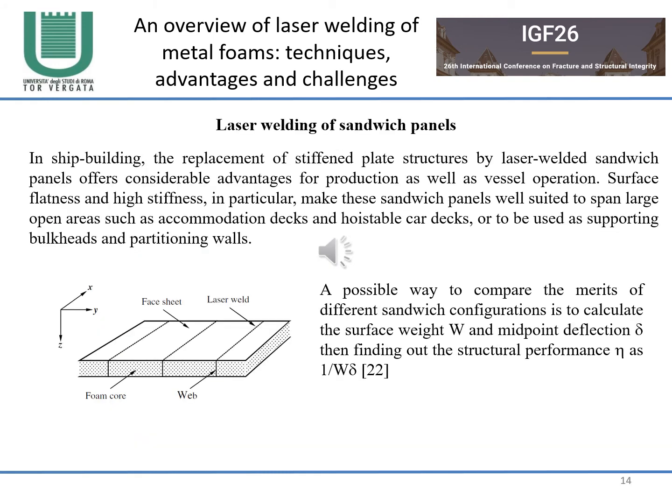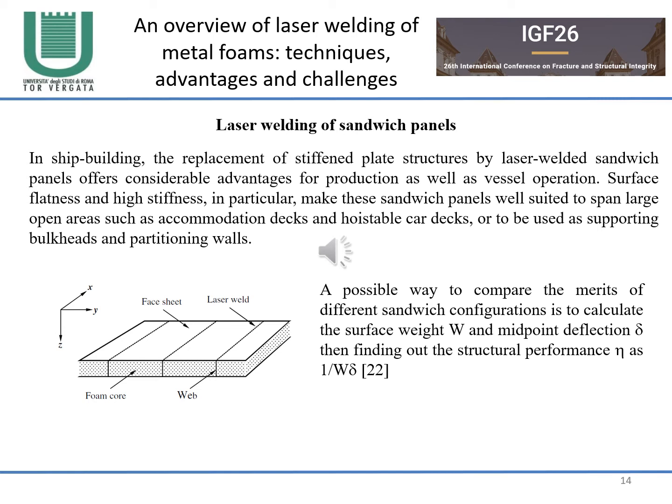Laser welding of sandwich panels. In shipbuilding, the replacement of plate structure by laser welded sandwich panels offers considerable advantages for the production as well as vessel operation. Surface flatness and high stiffness make these sandwich panels well suited to span large open areas such as accommodation decks, hoistable car decks, or to be used as supporting bulkheads and partition walls.